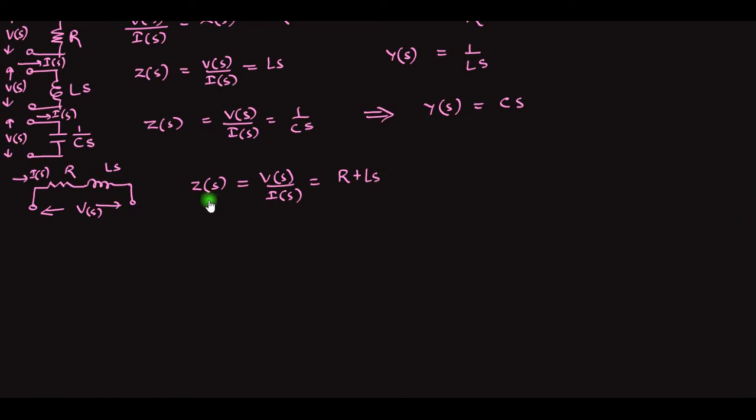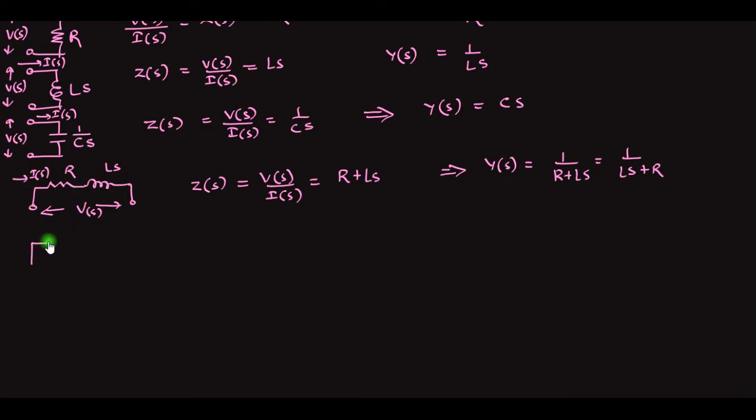This is the driving point impedance of the RL circuit. Similarly, I can write its driving point admittance Ys. This will be equal to 1 divided by R plus Ls. This is the driving point impedance and admittance for this RL circuit.